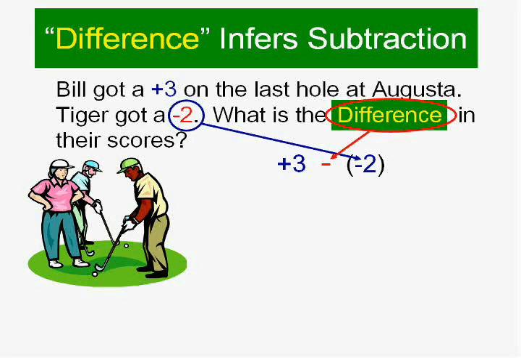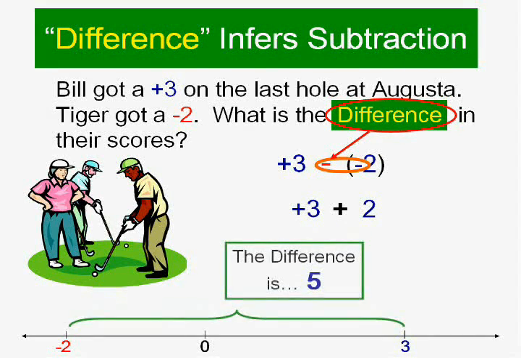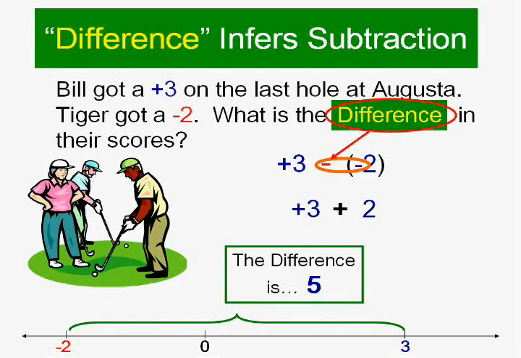And when I have two negatives in a row, what ends up happening? They end up turning to a positive. The answer to this question, the difference between my score of 3 and Tiger's score of -2, is that he beat me by 5. Son of a gun. It can happen, can't it? Double negatives.